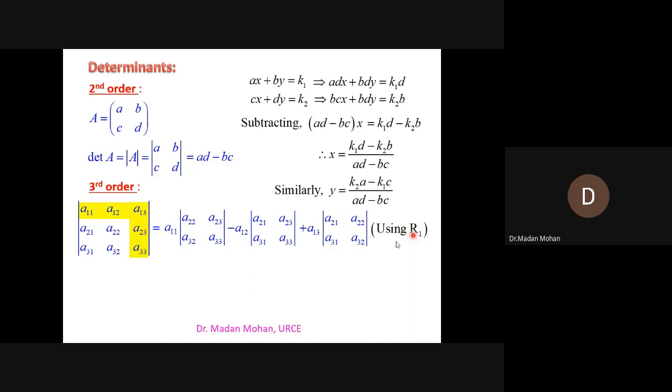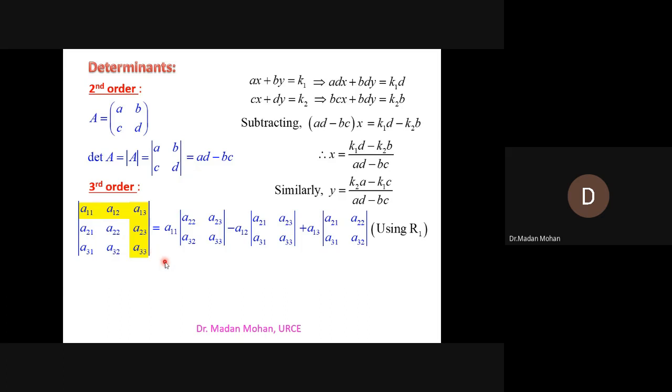Using the first row, here AD minus BC, AD minus BC, AD minus BC. Finally, you will get a value. This value is called the determinant of this third order. Okay, this is usual practice to you.